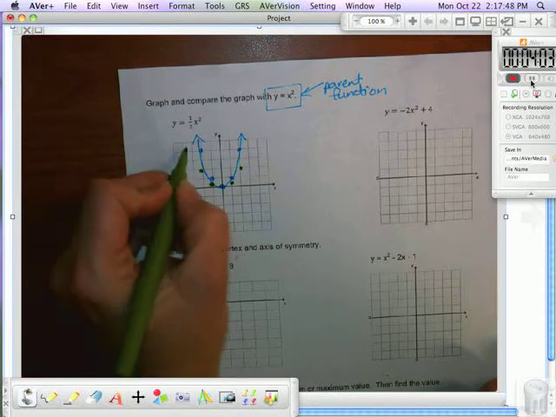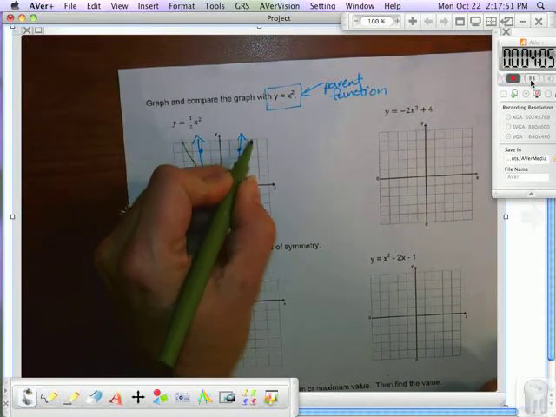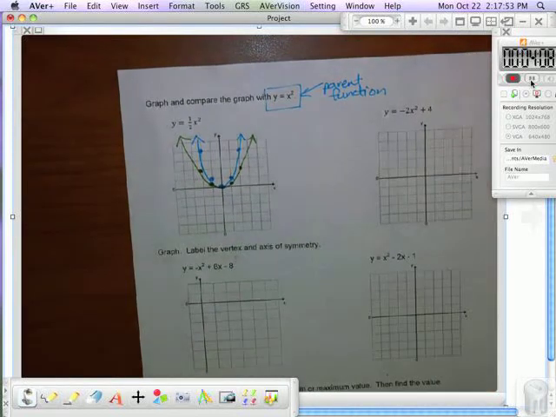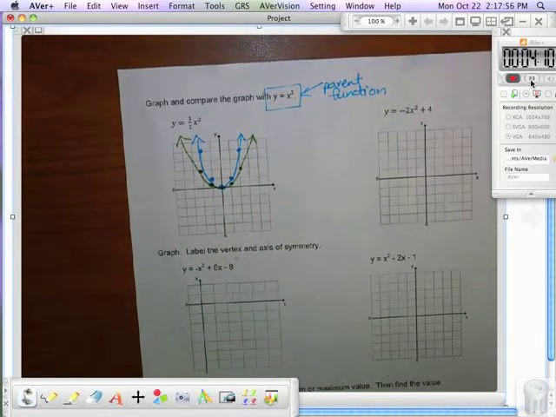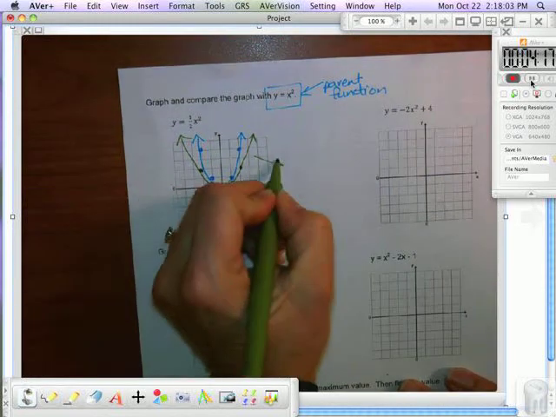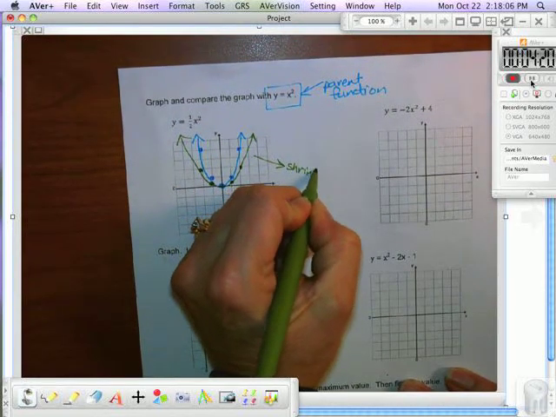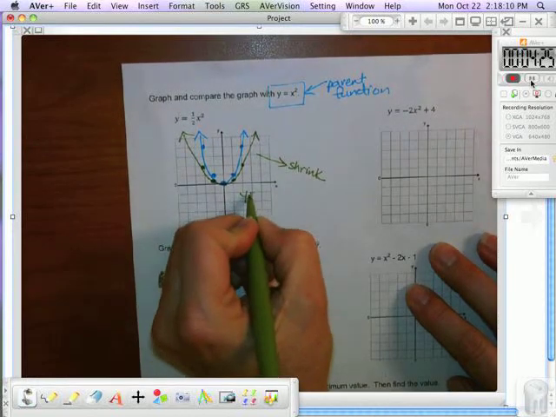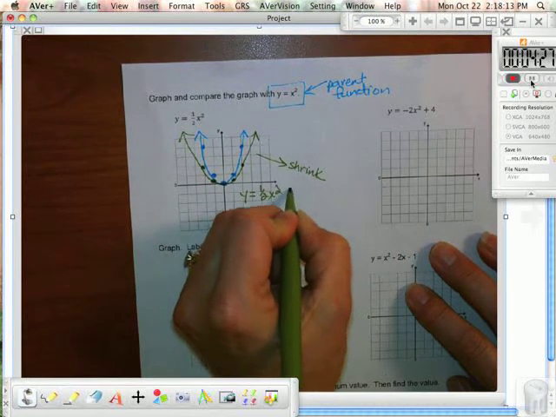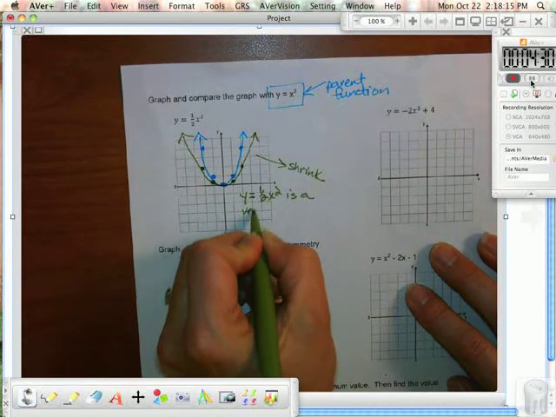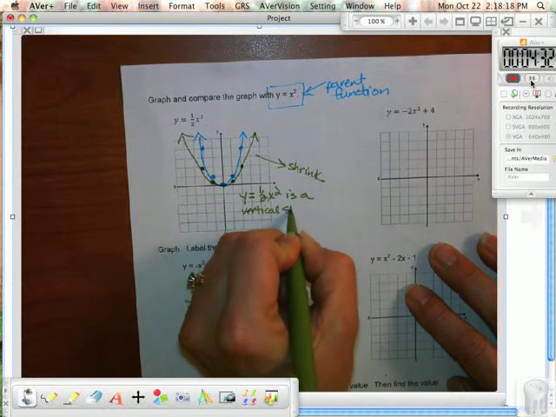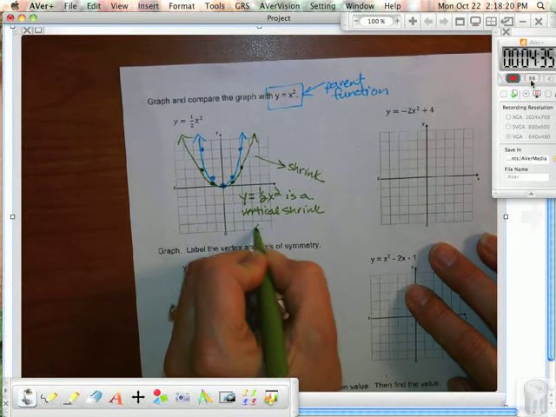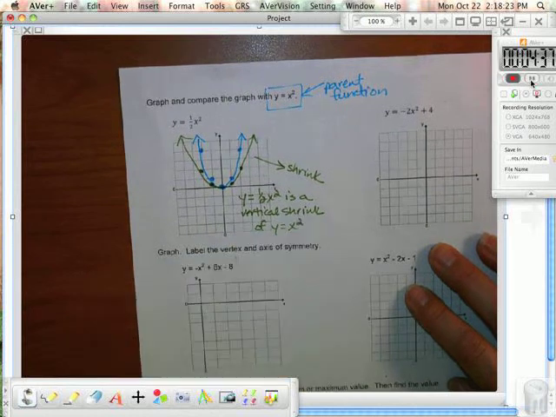It's called a shrink. It's like I get squattier. I like to think of it as getting squattier. It's called a shrink. I say it is. It's a shrink. But if you wanted to be very, very particular, you would say y equals 1/2 x squared is a vertical shrink of y equals x squared. Now, you don't have to say all that. For me, you could just say shrink.